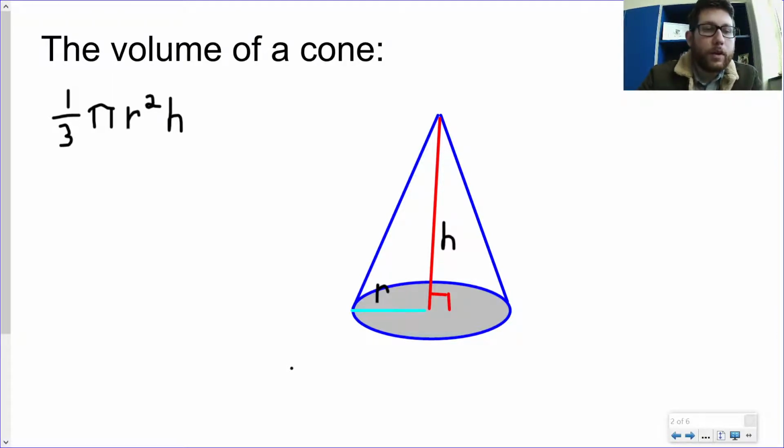So notice what we have going on here. It's 1/3, just like a pyramid, times the area of the base. Notice that's the area of a circle, pi r squared, times the height. Okay, so when we're dealing with volumes of a cone, that's our formula. That's what we're going to use moving forward, and it honestly is pretty much a lot like a pyramid.